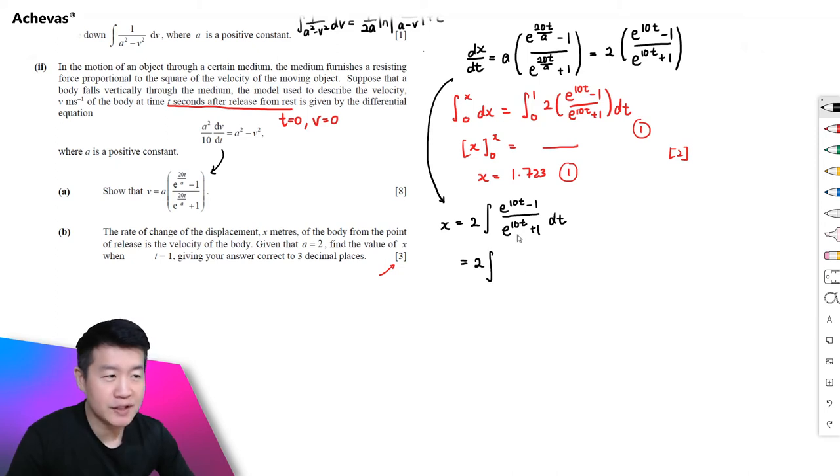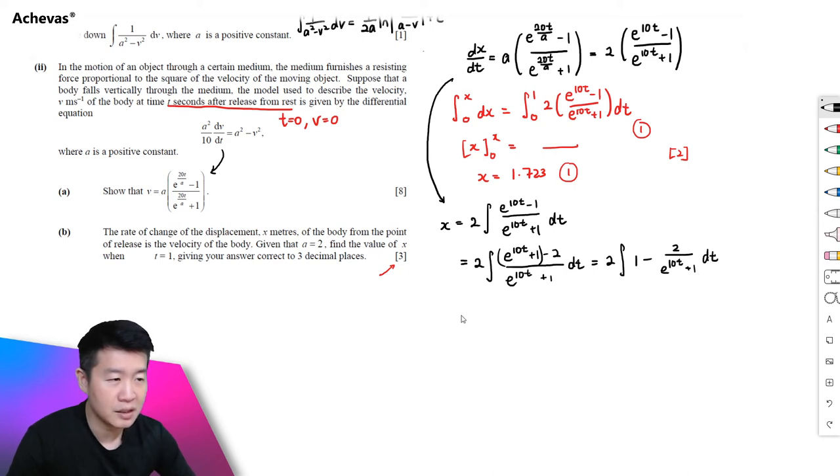There are some common strategies that students tend to use to integrate this. I'm going to do something like this: plus 1 minus 2 divided by e^(10t) plus 1, and I'll see this as one expression by itself. Or you can also try to do a long division with respect to e^(10t). You'll get a 2. Integration of this divided by this is 1. Then minus 2 over e^(10t) plus 1 dt.